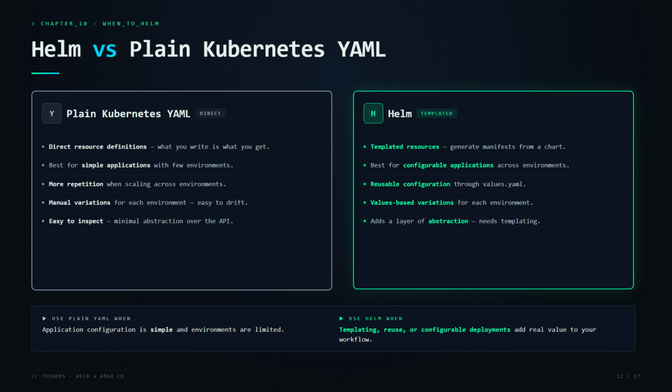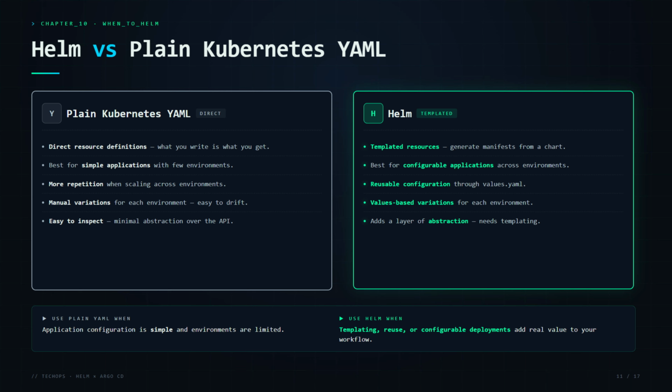Now let's compare Helm with plain Kubernetes YAML. With plain Kubernetes YAML, what you write is what gets applied to the cluster. It's simple and easy to inspect, which makes it a good choice for simple applications and a small number of environments. The downside is that when we have multiple environments, we may need to maintain separate YAML variations.